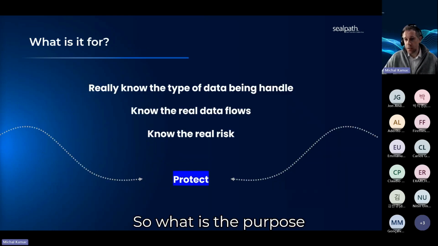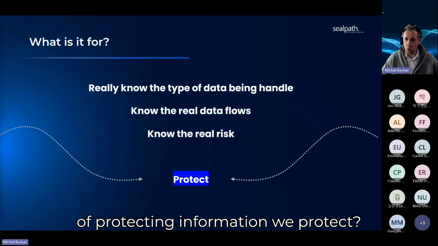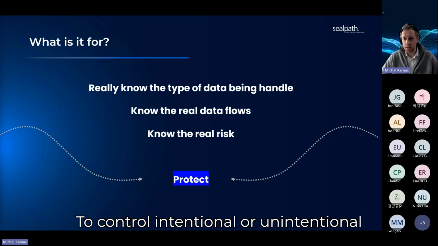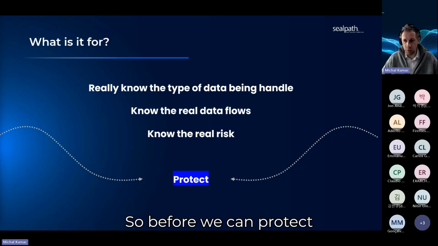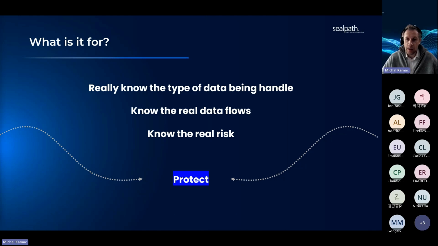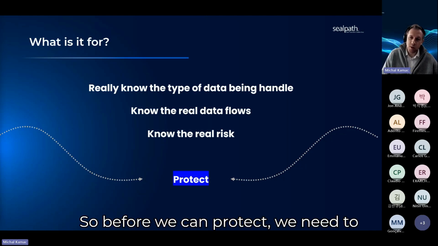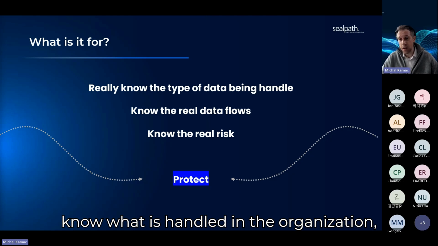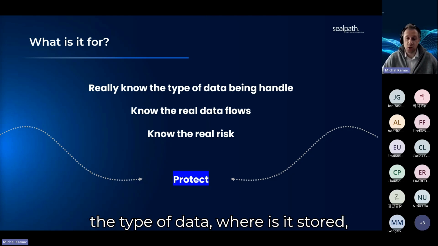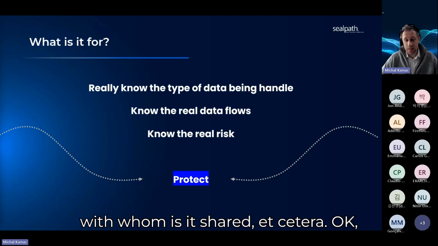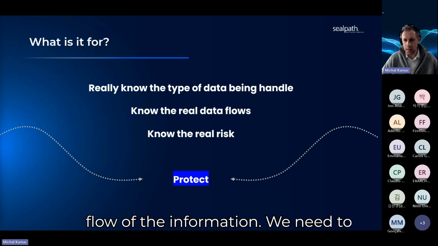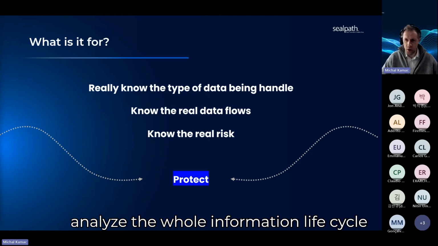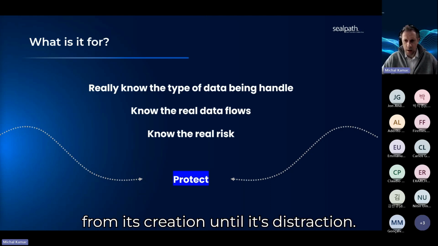So what is the purpose of protecting information? We protect to control intentional or unintentional access and even unintentional leakage. Before we can protect, we need to know what is handled in the organization, the type of data, where it is stored, with whom it is shared, etc. So it is essential to know the real flow of the information. We need to analyze the whole information lifecycle from its creation until its destruction.